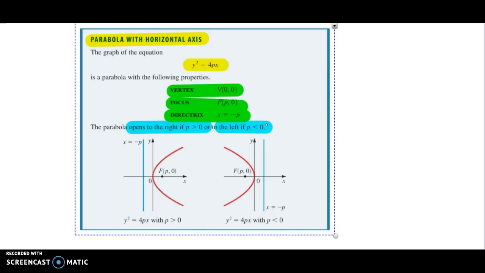I gave you these foldables for you all to put in your notebook. I would encourage you to learn these rules because they're very important to be able to identify whether it's a horizontal axis or a vertical axis based on the equation given.